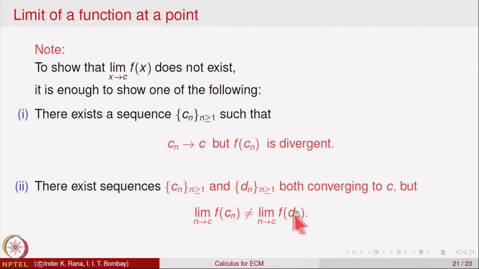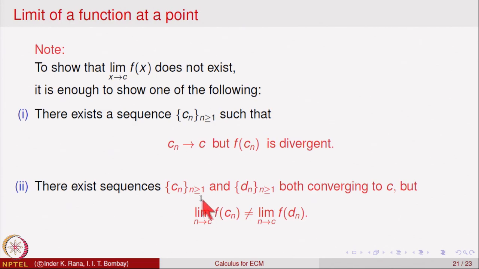That means, if I take this path of c_n approaching c, then I should be predicting this value, whereas if I take this path of d_n converging to c, then I should be predicting this value. Both are different. So, I am in a dilemma which is the right value I should predict. So, saying that the limit does not exist, this is another possibility.